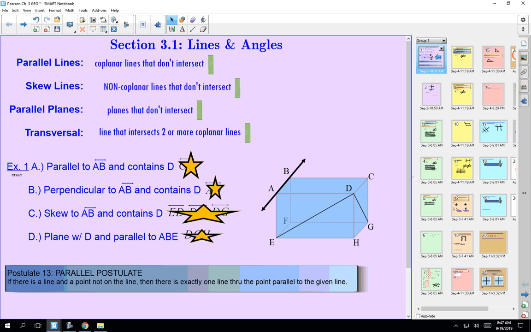All right, so we are looking for, here it says identify which line or lines fits the description. So we'll get some examples of these definitions. Parallel to AB and contains D. So a line that's parallel to AB that has D in it. Let's see, it's going to be parallel to AB. It'd have to be DC because to be parallel, it has to be coplanar. That means that's going to be the same plane. And then also, they can't ever intersect.